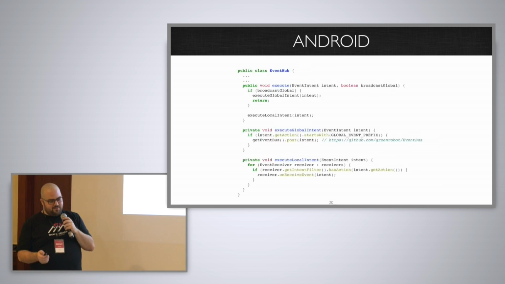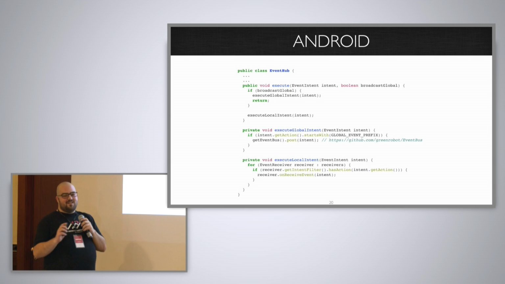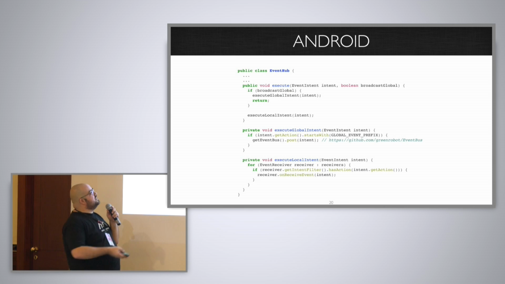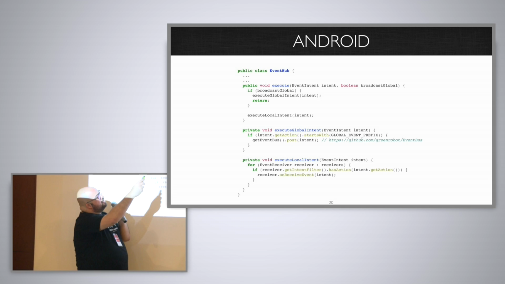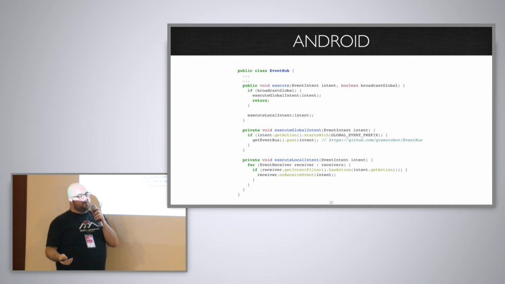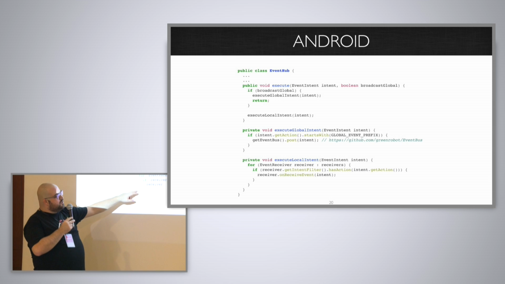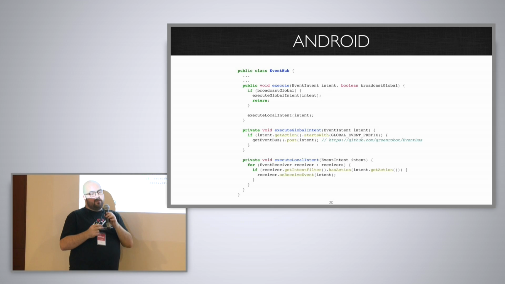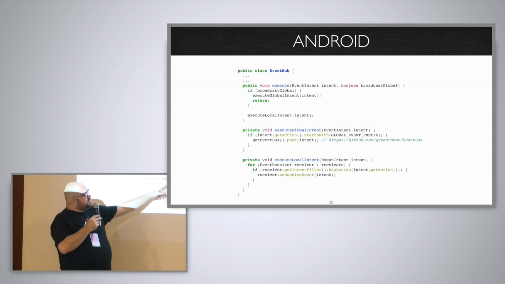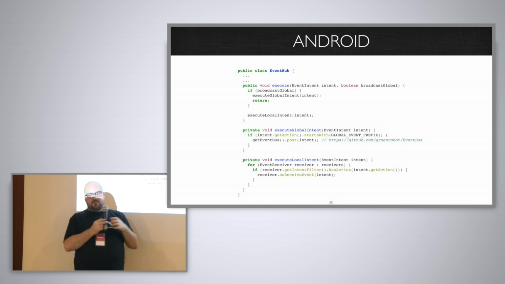I'll show some terrible examples. Again, lots of code. Don't worry about reading all this code. The idea is that execute comes in. There's an intent on whether or not it should be a global event. If it's global, we make a global event. If it's a local intent, then we make a local version of it. So it just loops through all the event receivers and says, if you have this action, do this thing.